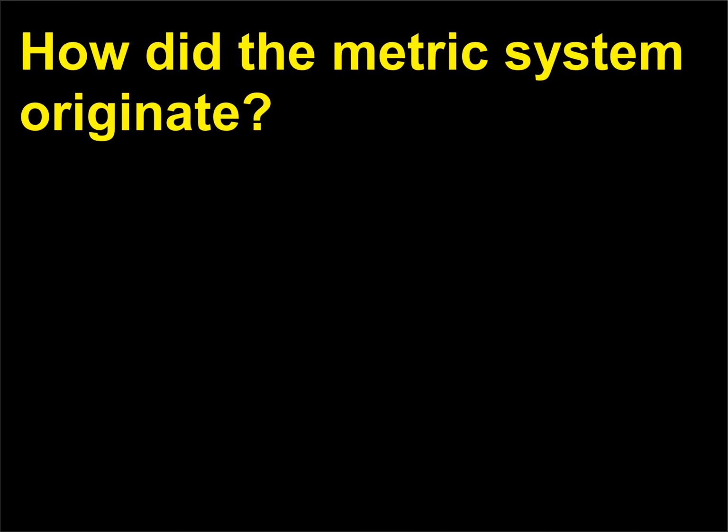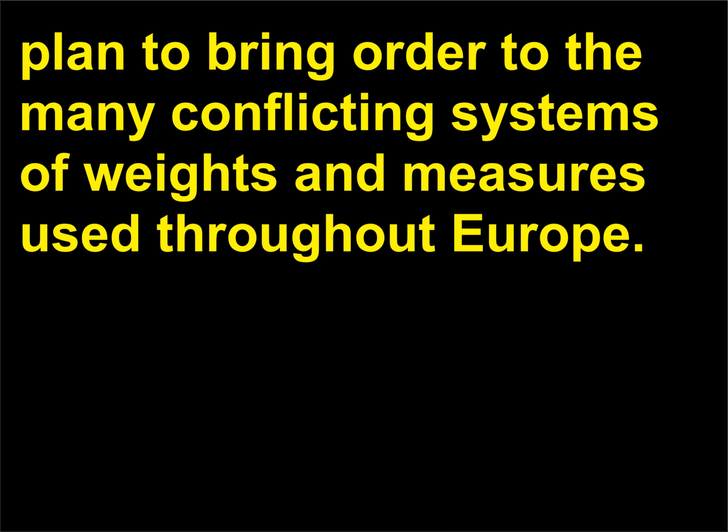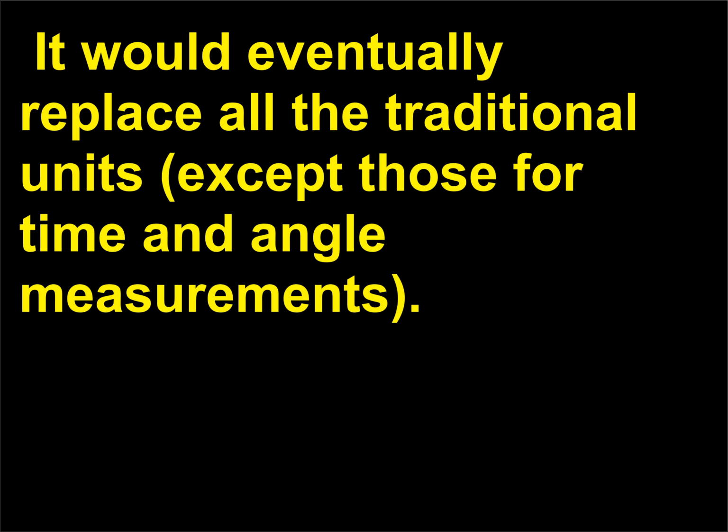How did the metric system originate? In 1791 the French Revolution was in full swing when the metric system was proposed as a much-needed plan to bring order to the many conflicting systems of weights and measures used throughout Europe. It would eventually replace all the traditional units, except those for time and angle measurements.